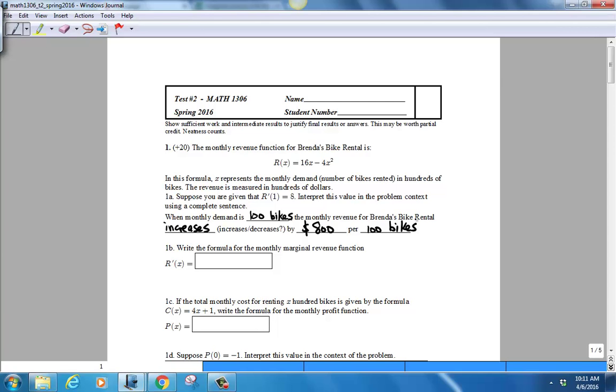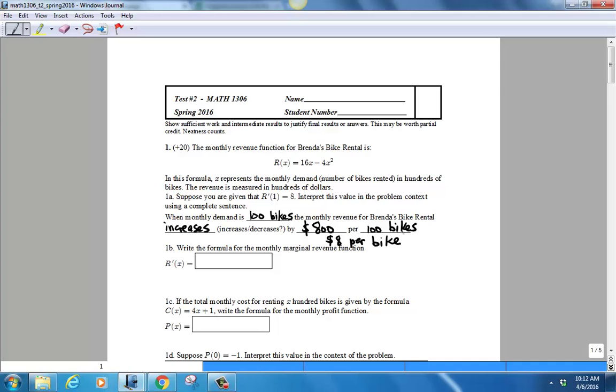100 bikes. Of course, you can immediately see that if it's 800 per 100 bikes, then you can simply divide, and it's going to be $8 per individual bike. So you could have gotten away with saying $8 per bike. Technically, it's $800 per 100 bikes. But don't say $800 per 1 bike or $8 per 100 bikes. It's either $800 per 100 bikes or $8 per bike. So that was the right way to interpret that.